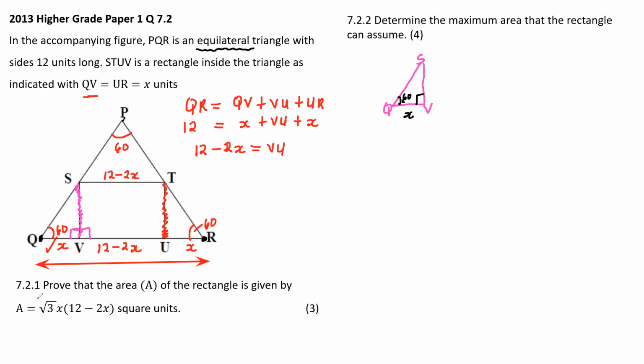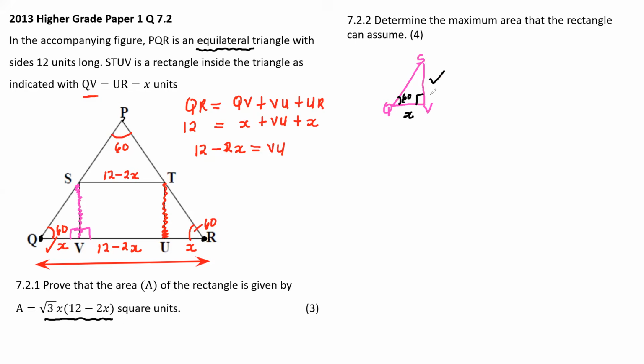The question for 7.2.1 says, prove that the area A of the rectangle is given by this. So the area of the rectangle SVUT is given by that. Okay, hold on, follow me. I know VU. I don't know SV. TU, I don't know you. But SV and TU are the same because they're opposite sides of a rectangle. I can get SV.